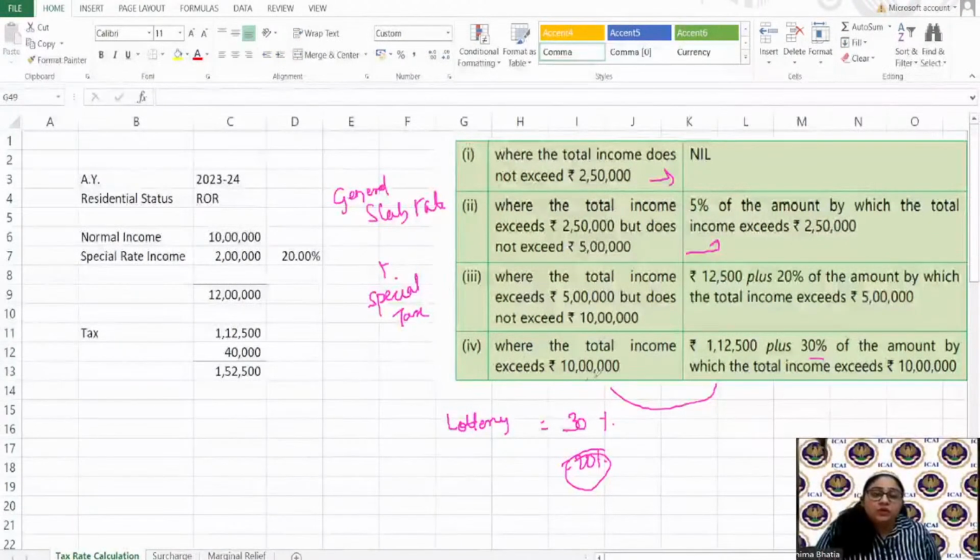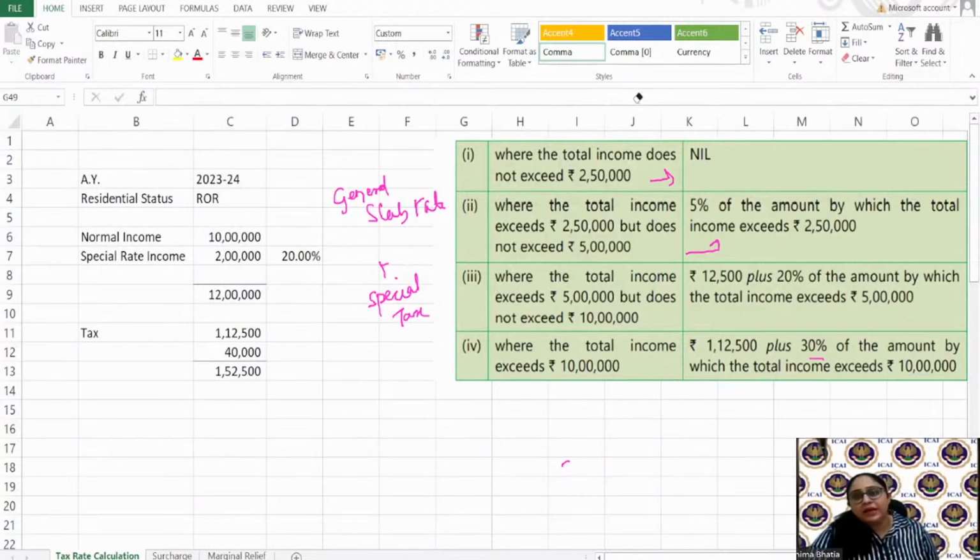That particular type of income would be taxed at a specific rate and not at the general rate. So how do we compute the entire income tax? So please listen carefully.